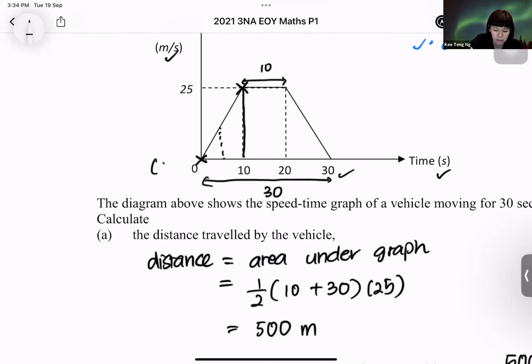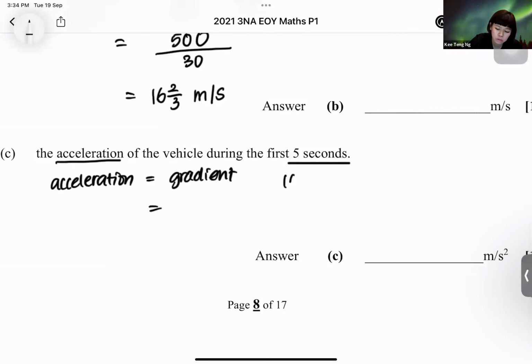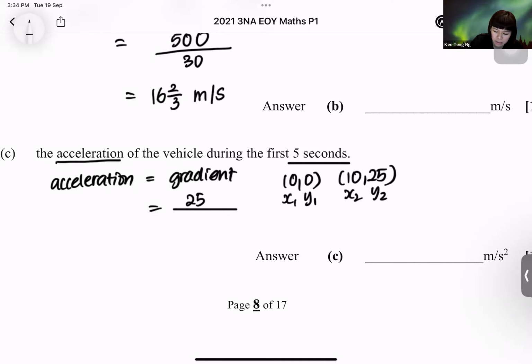So this endpoint 0, 0, then the other endpoint that will be 10, 25. It doesn't matter that we don't have the speed in between, we can still use the 2 endpoints to help us find the gradient. So 0, 0, 10, 25. So y2 minus y1 over x2 minus x1. So 25 minus 0 over 10 minus 0. Answer 2.5 meters per second squared. Have you gotten the answer?